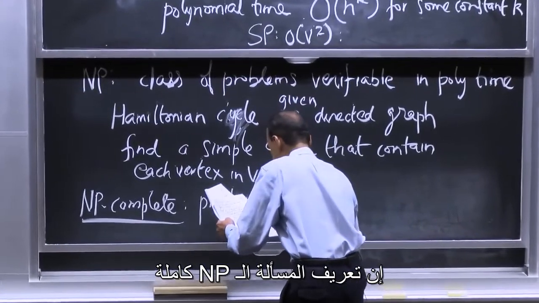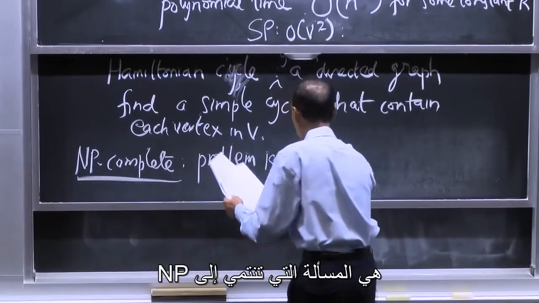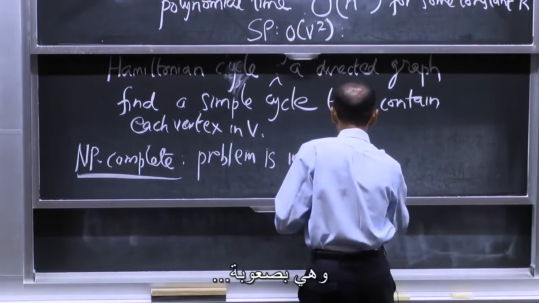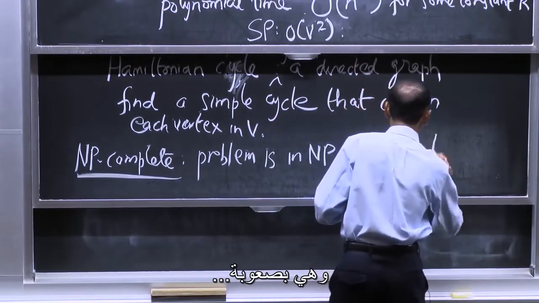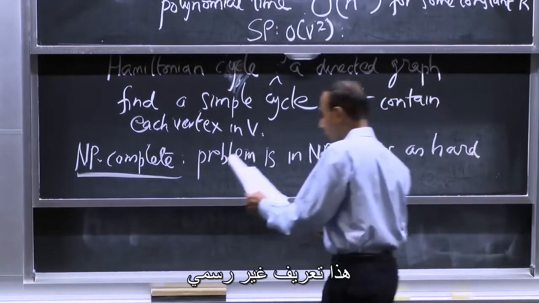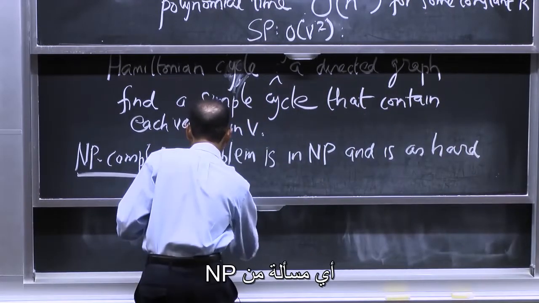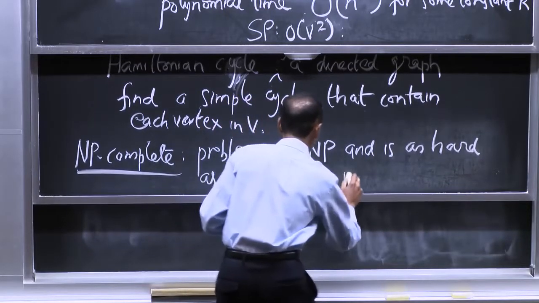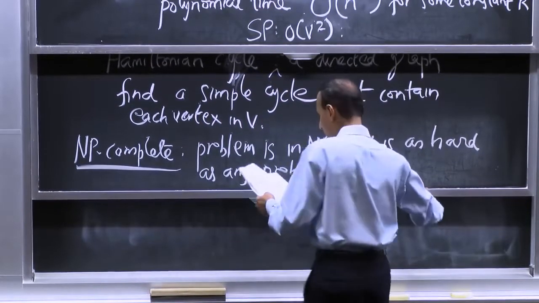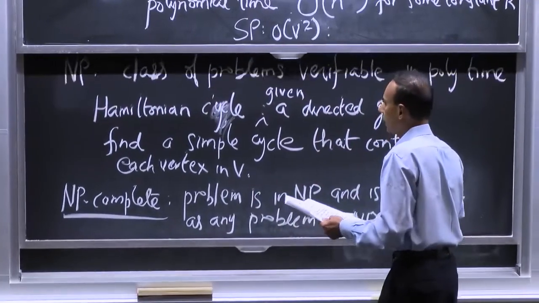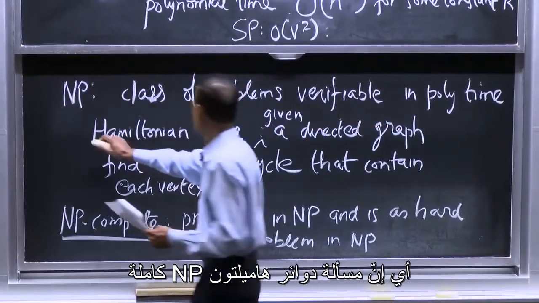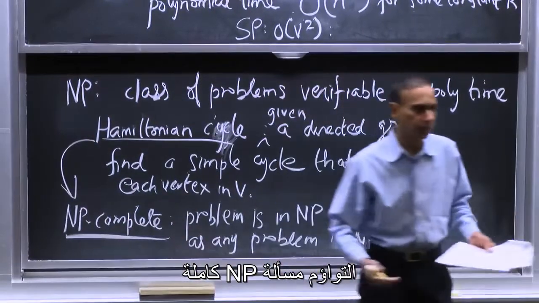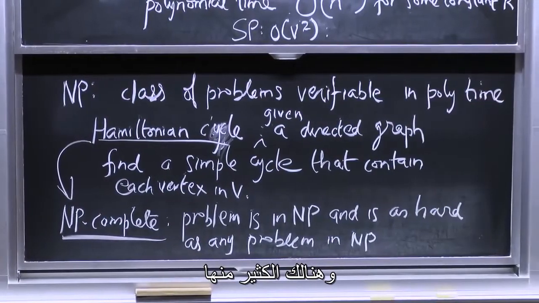So the definition of NP-completeness is that the problem is in NP and is as hard, an informal definition, as any problem in NP. And so Hamiltonian cycle is an NP-complete problem. Satisfiability is an NP-complete problem, and there's a whole bunch of them.